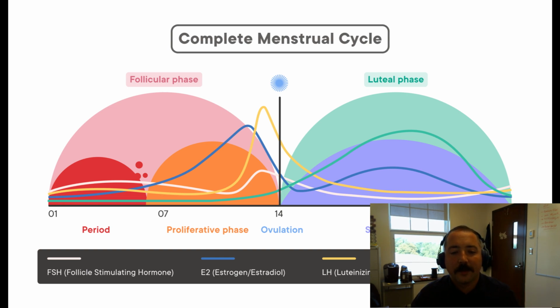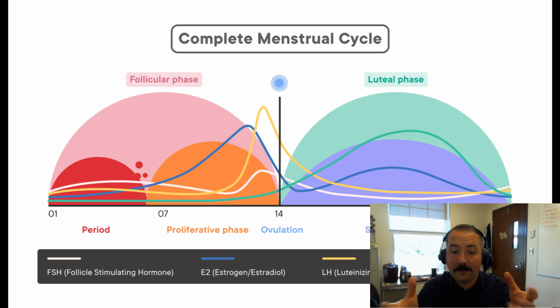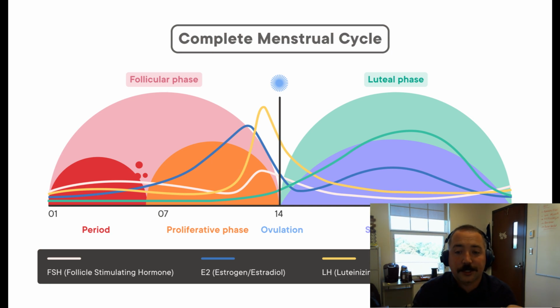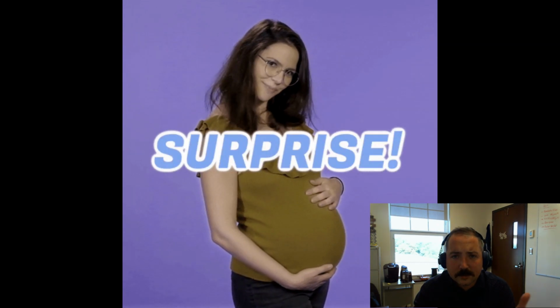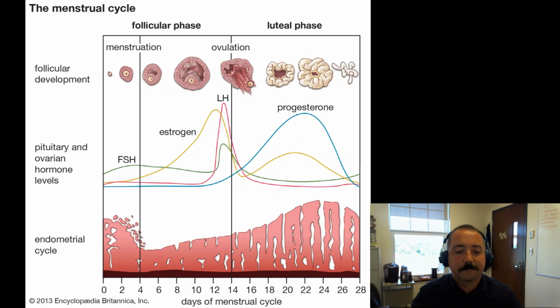Once the egg reaches the sides of the ovaries, there's a huge spike up in estrogen and in luteinizing hormone. This spike is going to cause the follicle that's holding onto that oocyte to rupture, releasing the egg to the fimbriae, which can grab it and bring it into the tubes. This is called ovulation. This is the point where a woman could conceivably become pregnant.